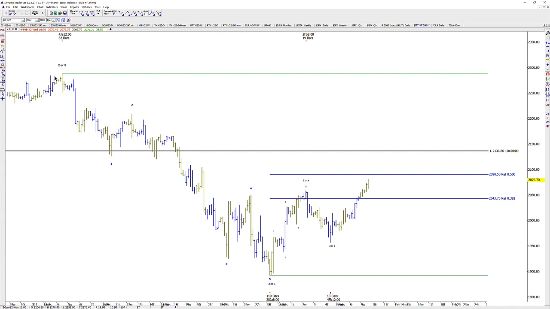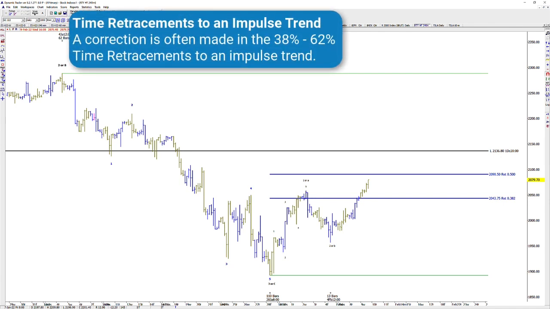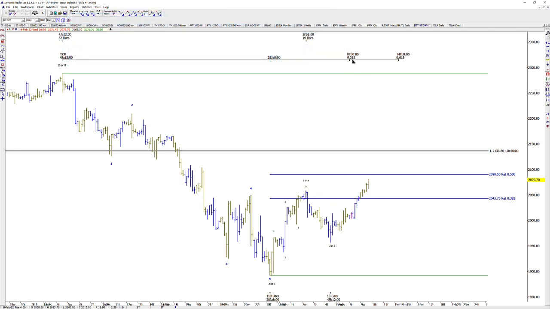So the first thing we do, if it's making a correction, and we're not going to prejudice ourselves yet that it is, but if it is, it typically would make a 38 to 62% time retracement of this impulsive trend down. Let's just add that on, 38 to 62% time retracement. We'd want to be aware of around the February 8th to the 14th for the potential time retracement.